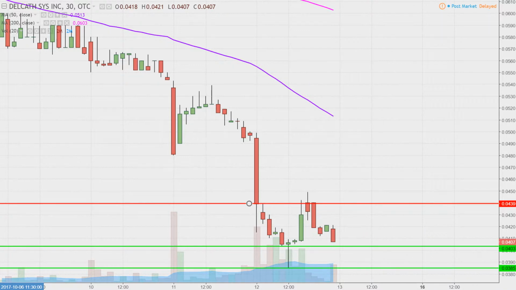But a good day for the bears. We'll see if the bulls can start to try to turn things around to go into the weekend, as tomorrow is Friday. So we'll see what happens.